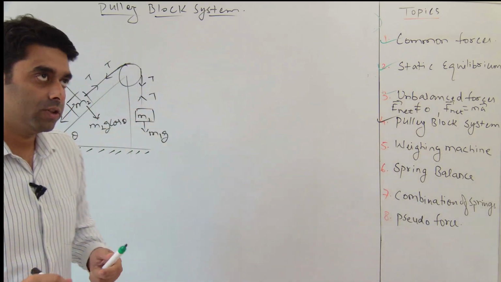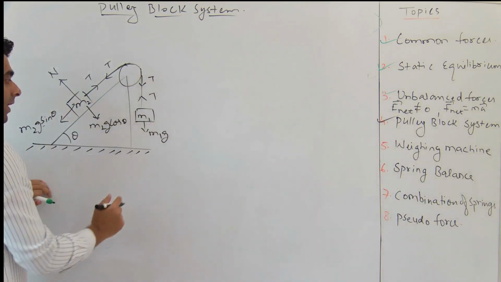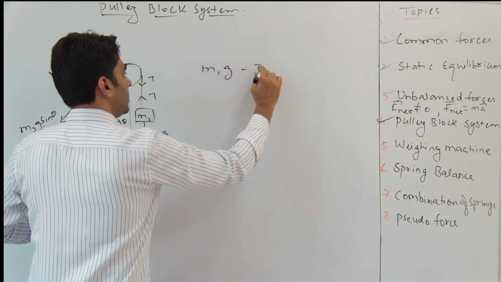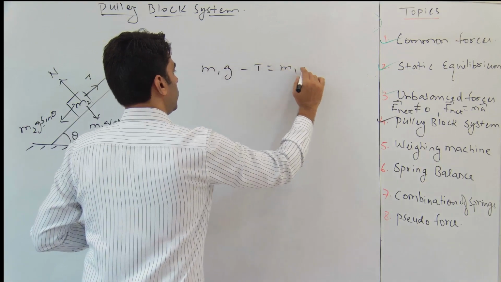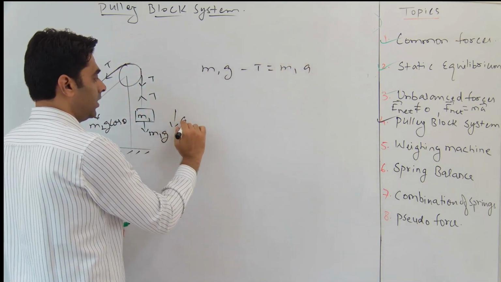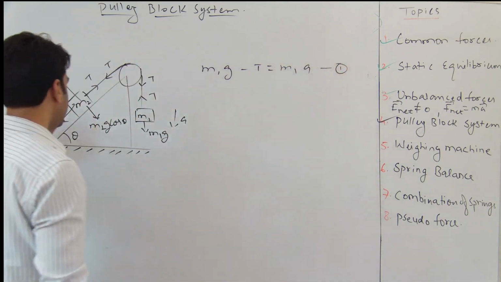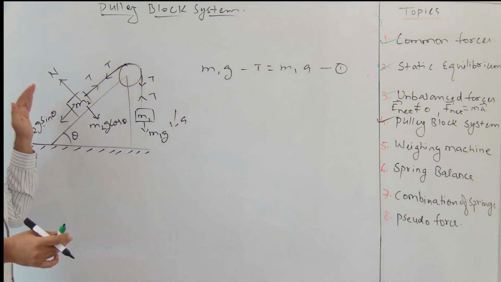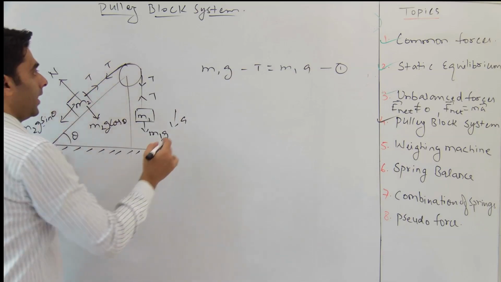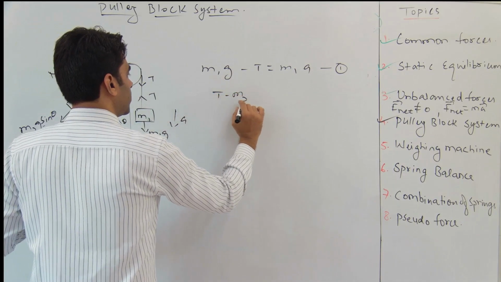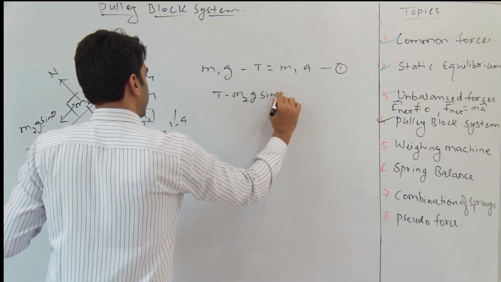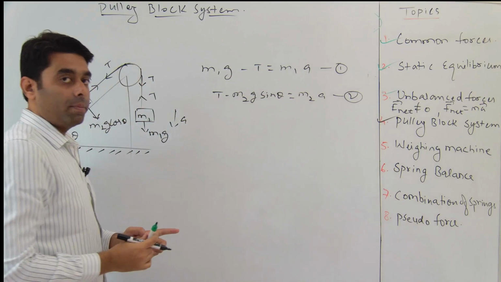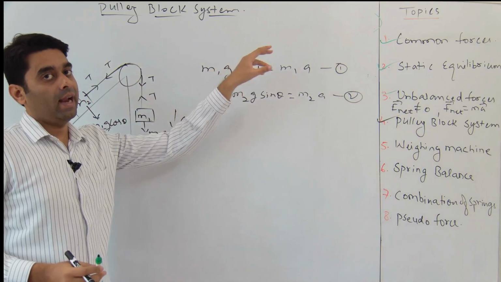So what equations can we write down? On this block, the equation will come out as M1G minus T is equal to M1 into A. Acceleration over here is downward. Fine. Next, on this block, we write the equation along the incline because this block is moving along the incline. So forces along the incline: T minus M2G sine theta is equal to M2 into A. This is our second equation, right? Using this, we can find out tension and acceleration.